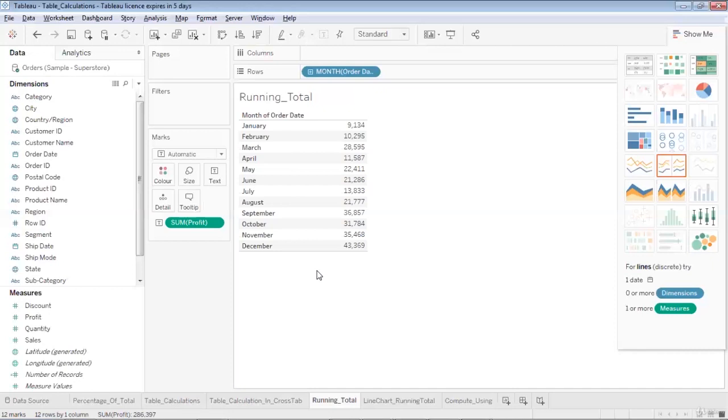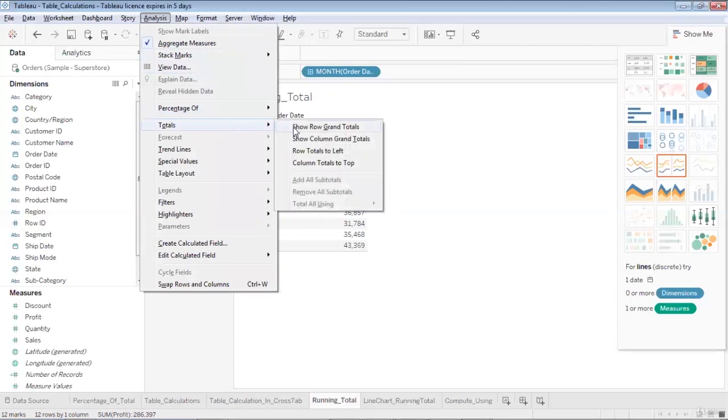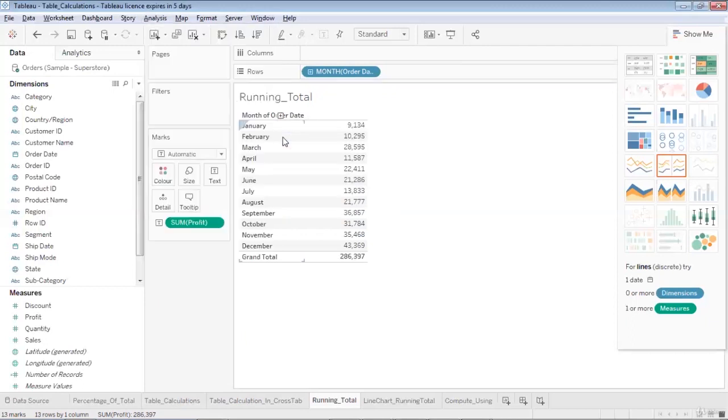Now if I would like to see it in terms of cumulative as well, first of all I'll go in the analysis, in the totals, and I'll say that show me the column grand total. So it's showing me the grand total over here.